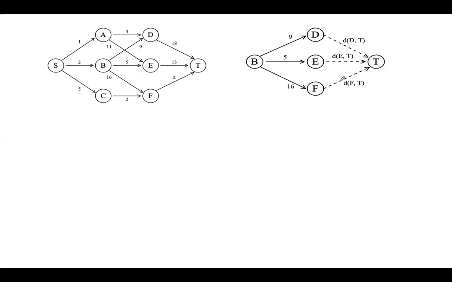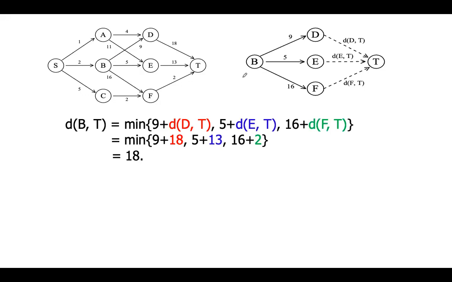Okay, distance of B to T I have to find out. There are three paths here. You can go to D and then T, or through E, or through F. There are three paths here to find the distance of B to T, which is nothing but the minimum of 9 plus distance of D to T, 5 plus distance of E to T, 16 plus distance of F to T. Okay, so 9 plus distance of D to T is 18, 5 plus distance of E to T is 13, 16 plus distance of F to T, which is nothing but 2.